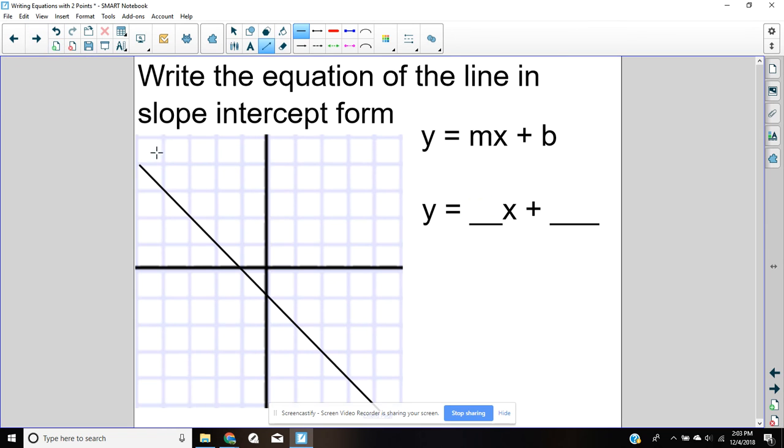Finally, we're going to take a look at a graph, be able to identify the specific parts in order to write it in slope-intercept form as an equation. So the first thing I need to do is to find some points. The key points are obviously the y-intercept and another point to be able to calculate the slope. The y-intercept appears to be right there, and then I have some other points that look to be in that pattern.